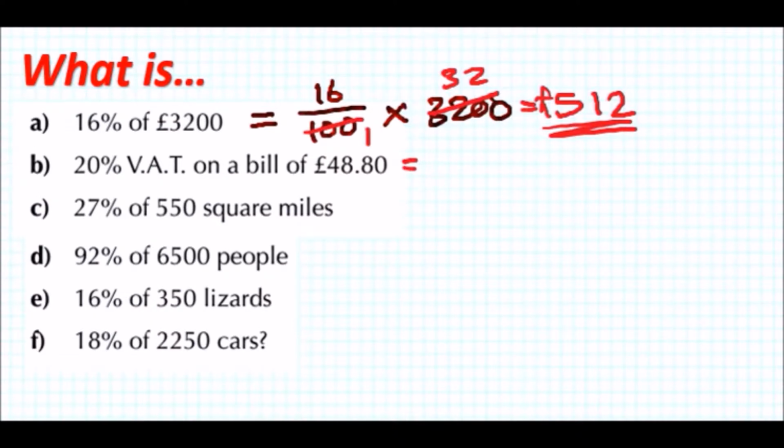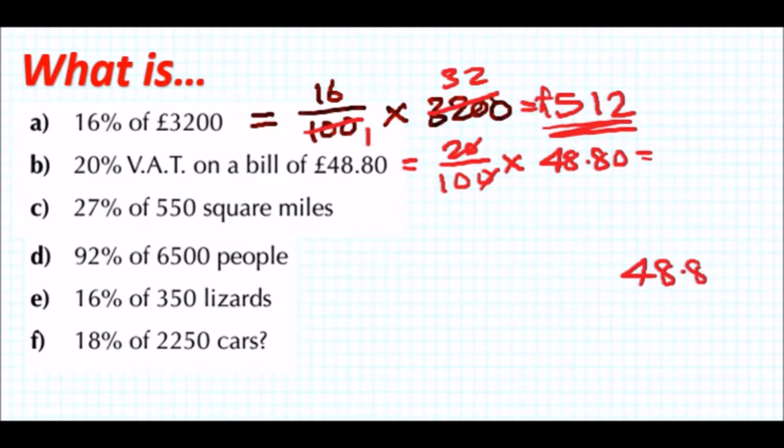Next one, 20% VAT on a bill of £48.80. So this means you're going to have 20 over 100 times 48.80. Same thing applies. Because it's in decimal, it's better to just multiply it on. So 20 over 100, you can cancel the zeros, so we're left with 2 times 48.80. Let's do this separately over here: 48.80 times 2.